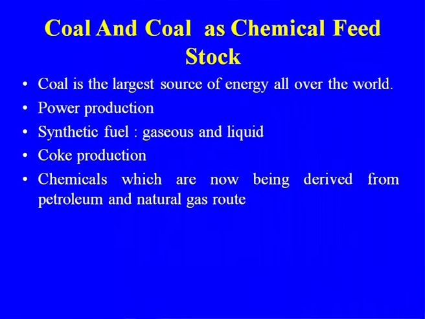As I discussed earlier, coal is the largest source of energy all over the world and for power production, but the other routes where we are using coal are synthetic fuel, which may be in the form of gas or liquid, and coke production, in the coke oven plant where we are producing coke from coal, and during the production of coke we are generating coke oven gas. Chemicals which are now being derived from the petroleum and natural gas route can be produced from coal through the synthesis gas route or through the calcium carbide route.